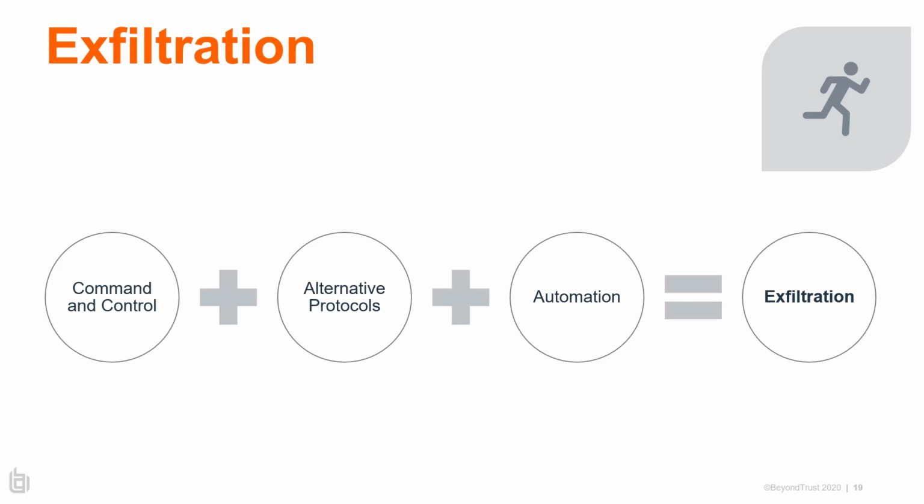So for exfiltration, command and control is obviously needed. Another win would be a system that is not monitored for using alternative protocols. Unmonitored or irregular DNS packets leaving the organization could be leaking data. Once that data leaves, you are basically providing the attacker with the so-called motivation that he needs.